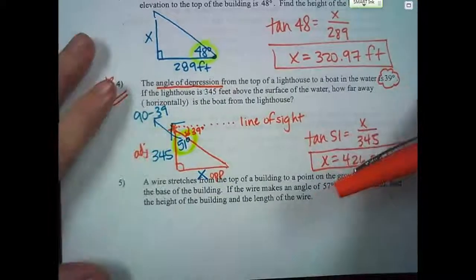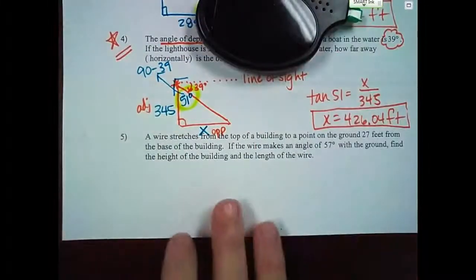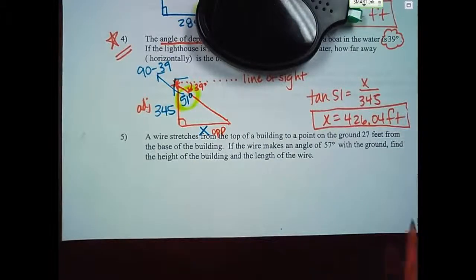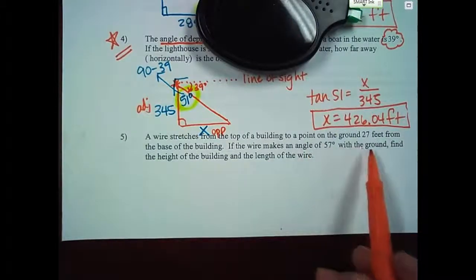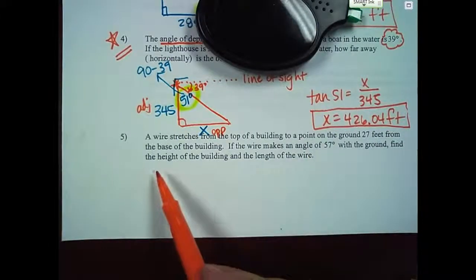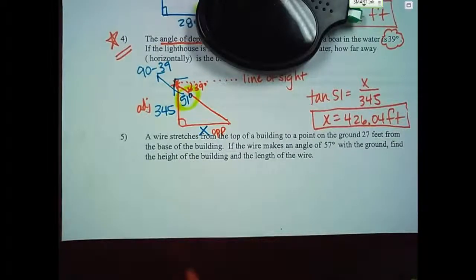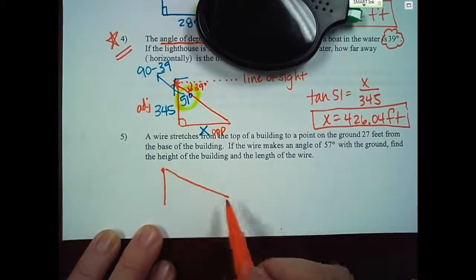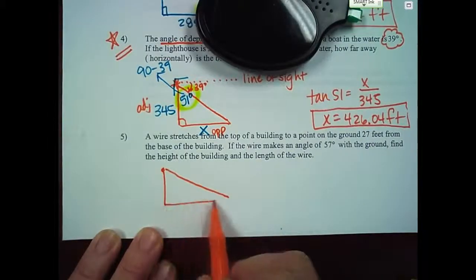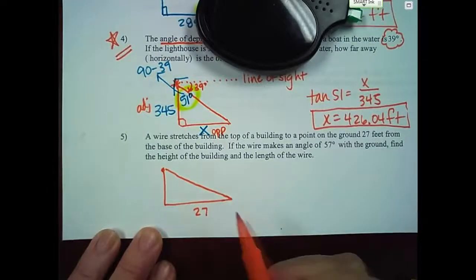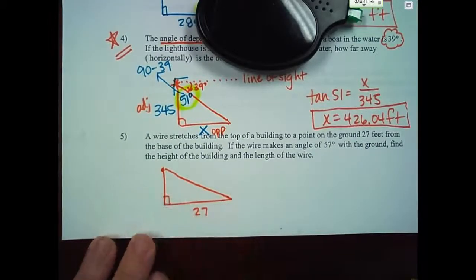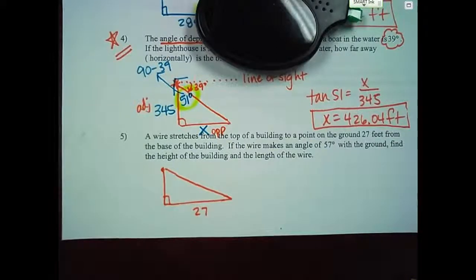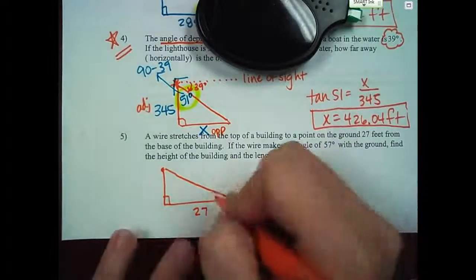Number 5. A wire stretches from the top of a building to a point on the ground 27 feet from the base of the building. So here's your building, and you've got a wire that goes from here all the way to the ground. It says it's 27 feet from the base of the building, so this is 27. If the wire makes a 57-degree angle with the ground, where am I going to put that? Obviously, on the ground.